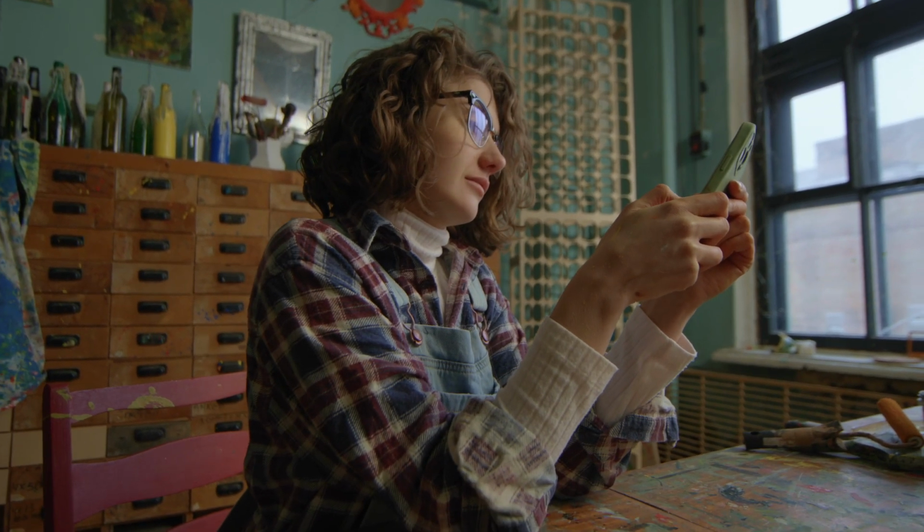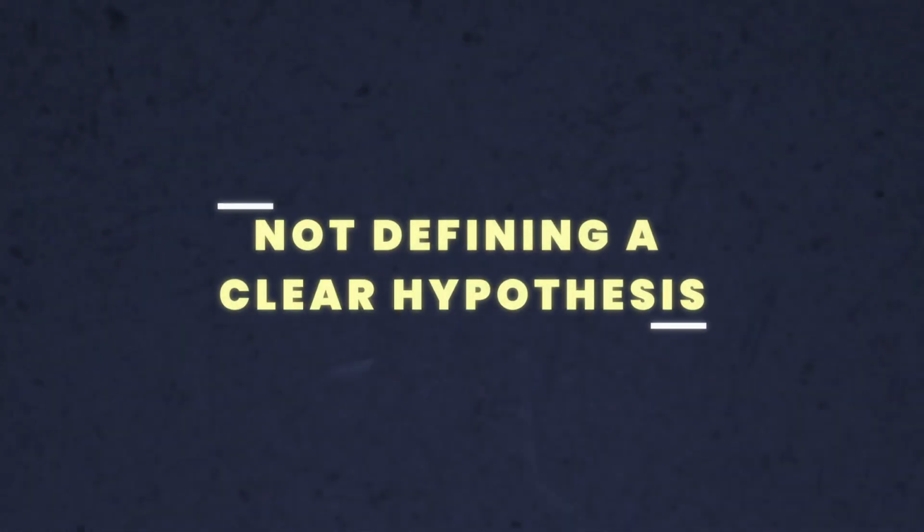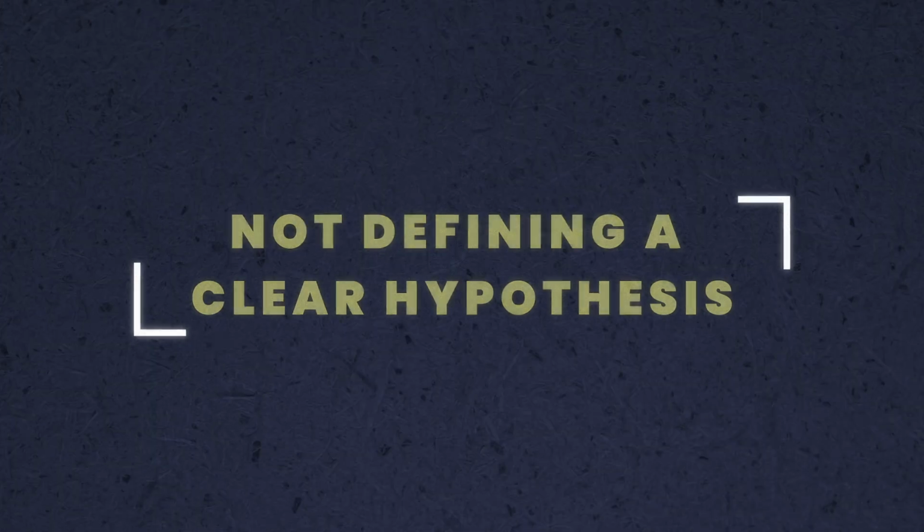But maybe A/B testing didn't provide you with the results that you were looking for. So let's look at 5 common mistakes made when A/B testing. Not defining a clear hypothesis. A common mistake in A/B testing is failing to define a clear hypothesis before starting the test.